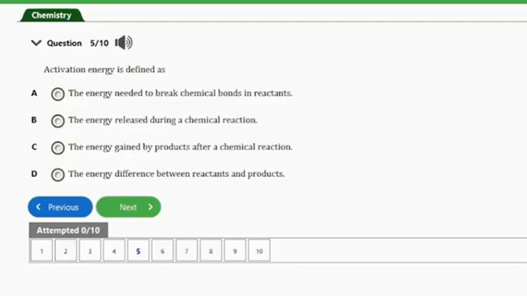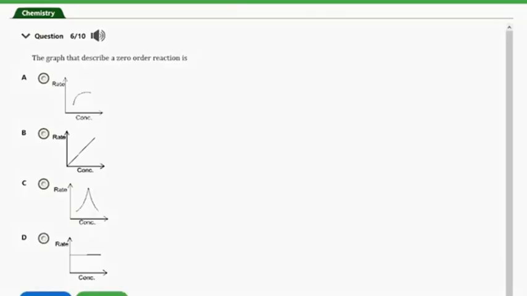Activation energy is defined as A, the energy needed to break chemical bonds in reactants, B, the energy released during chemical reactions, C, the energy gained by products after a chemical reaction, D, the energy difference between reactants and products. So guys, the answer to this question is option A, and that's the energy needed to break chemical bonds in reactants. So let's consider the next question.